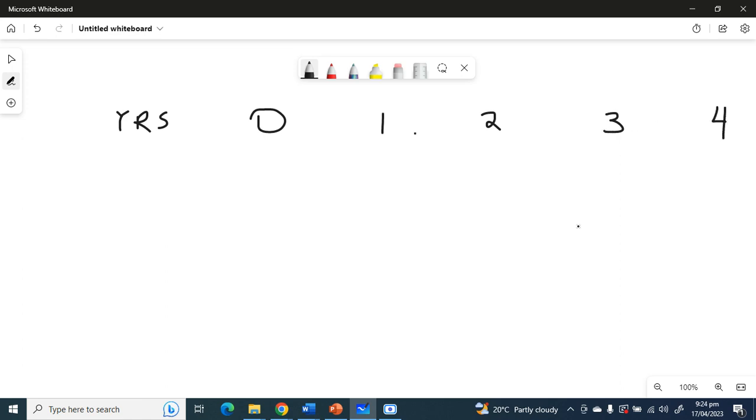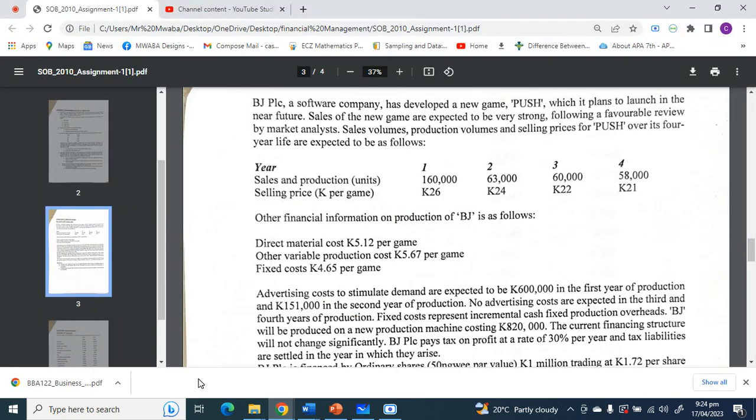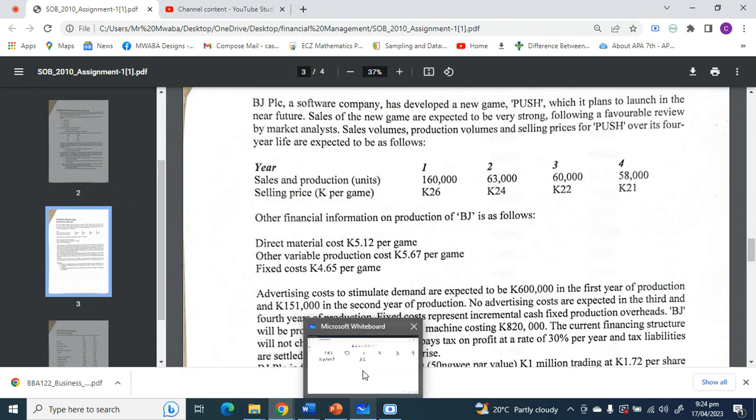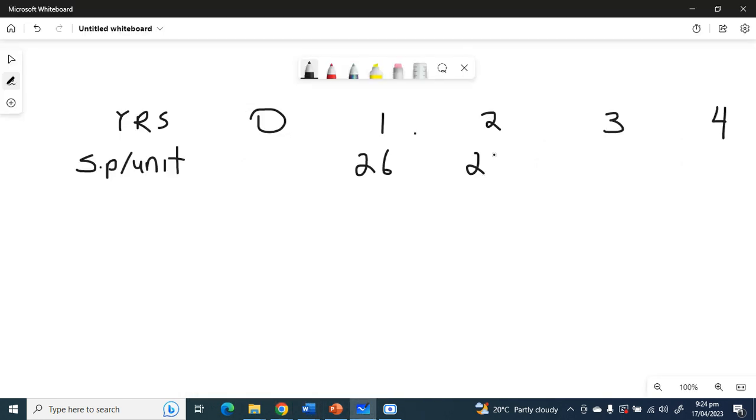The first item that we're going to put in is the selling price per unit, SP per unit. Year one is 26 kwacha, year two is 24, year three is 22, and year four is 21 kwacha.